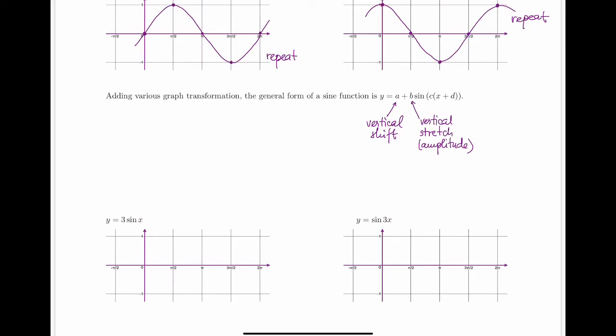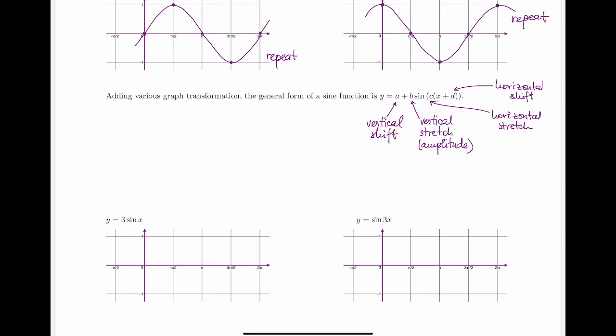The C and the D here will both correspond to horizontal transformations. The one that gets multiplied is the horizontal stretch or compression. I'm going to call it stretch. And this D inside being added corresponds to the horizontal shift. Okay, so it's important to remember that the transformed function will not necessarily lie between -1 and 1. It will really depend on the amplitude and the vertical shift and so on.